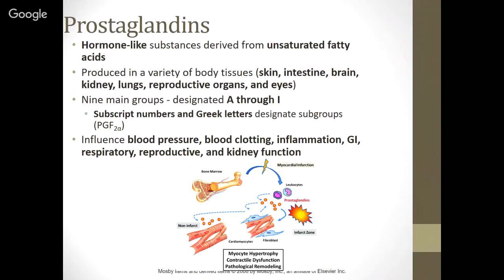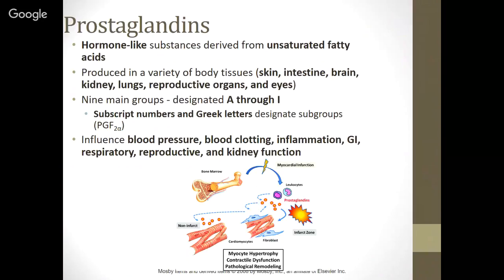There are 9 main groups, and they're designated A through I, and we write them with subscript numbers and Greek letters to designate subgroups. So 9 main groups, and then there are subgroups. So an example would be prostaglandin F2-alpha. 2-alpha would be the subgroup. PGF2-alpha is one you'll see again and again because it is a part of the lysing of the follicle. And we can use PGF2-alpha when we are trying to induce ovulation so that we can get our animals onto a regulated cycle.